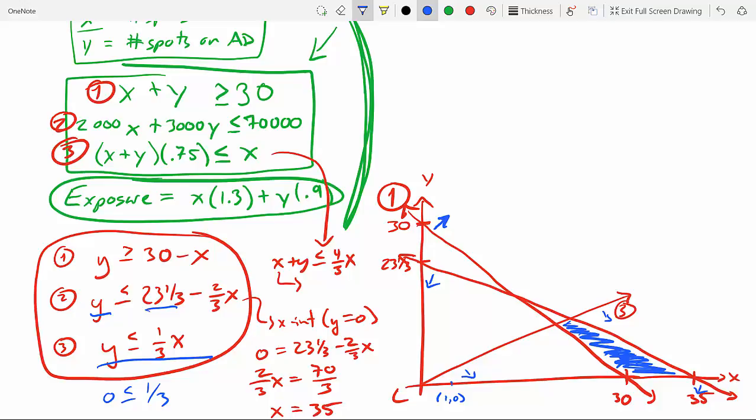So last thing we need to do is come up with the vertices for this portion. So we need to figure out what this number is, for this Cartesian point. This one, these two we should already have. This one is 35 and 0. This one is 30 and 0. Then between these two, this one is the intersection of 1 and 3.